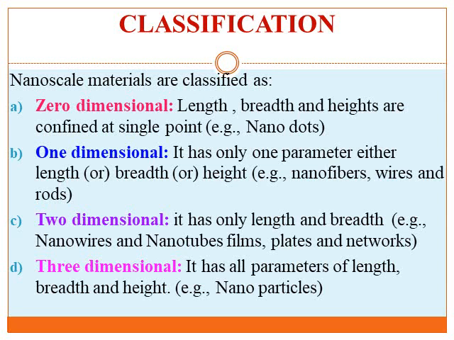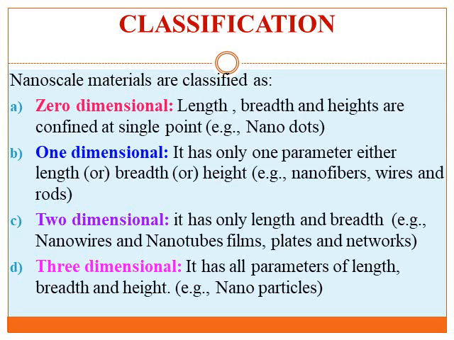That dot is called a quantum dot, and it is also commonly called a nano dot. This dot is generated either by a single atom, or a single molecule, or a mixture of atoms or molecules, whose length, breadth, and height are confined at a single point. Such materials are called zero-dimensional nanomaterials.